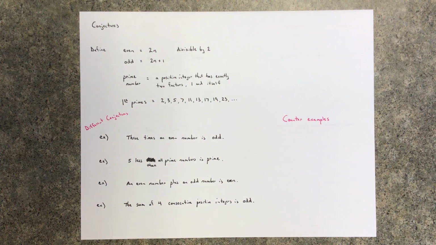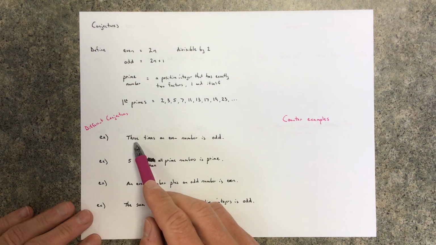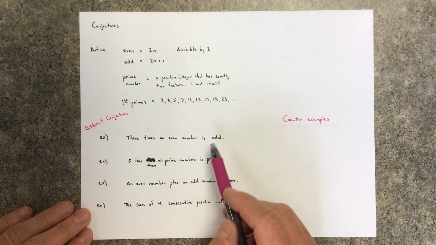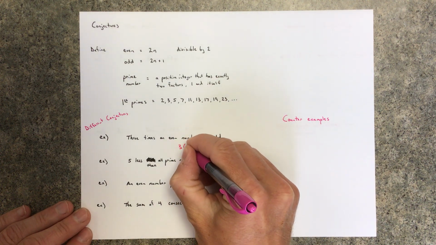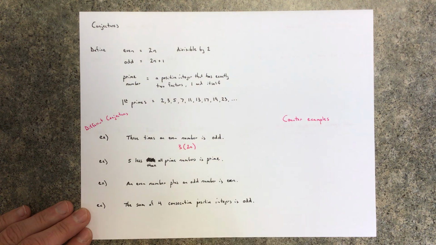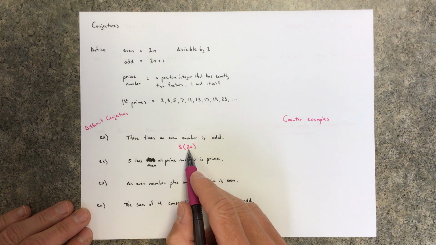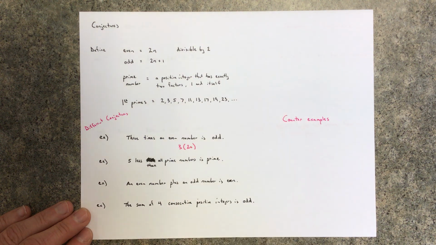Okay, so let's say I make a conjecture. 3 times an even number is odd. Well, algebraically, I'm saying 3 times some even number is odd, and that's really weird because that's got a factor of 2 right there, so it's actually got to be divisible by 2, and so it has to be even.